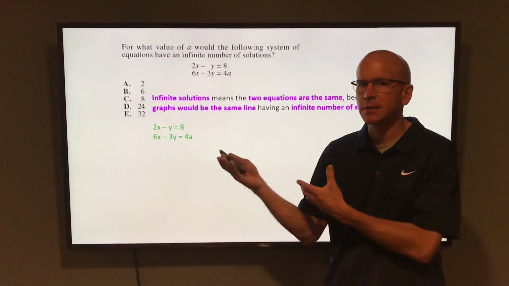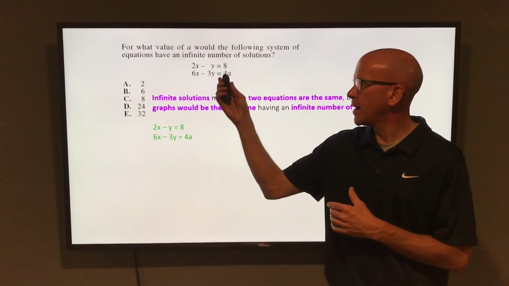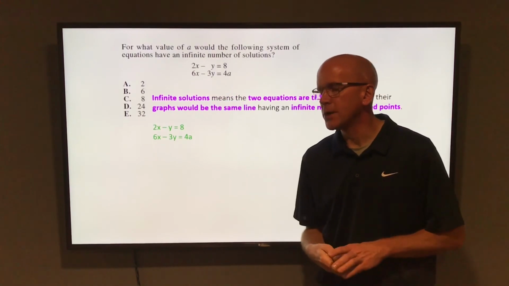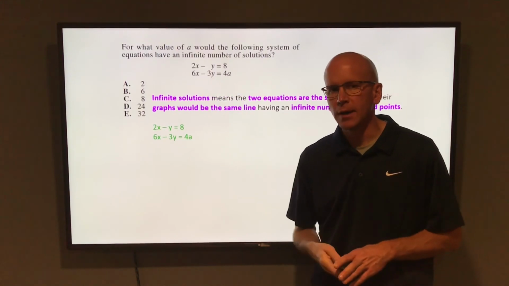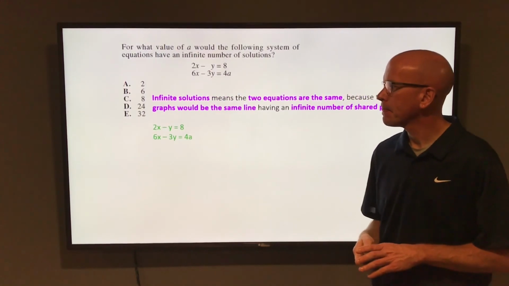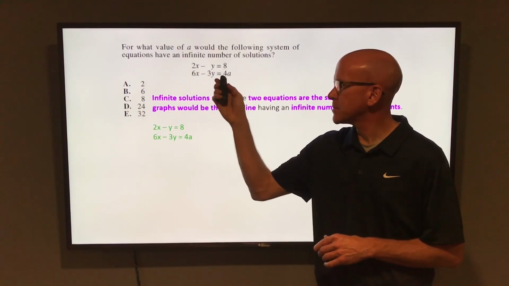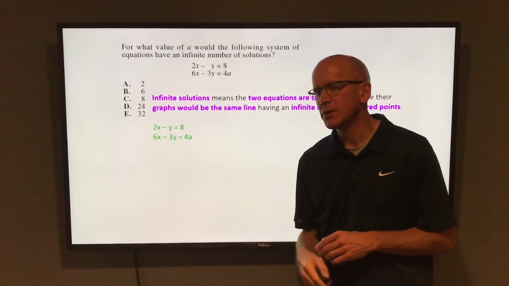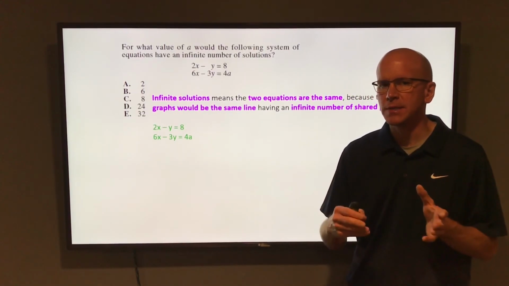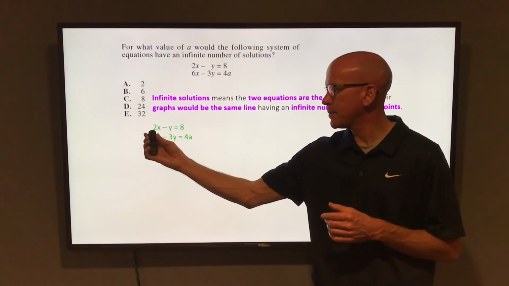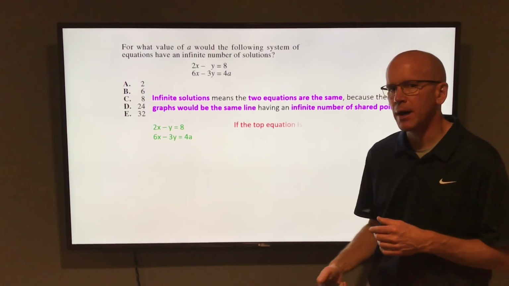A solution to a system is where the two graphs meet. So if you're looking for the value of A that makes those two equations have an infinite number of solutions, you're looking for the value of A that makes those two lines or those two equations the same. So 2x minus y equals 8, 6x minus 3y equals 4a. You could take that top equation. Remember, you can do anything to an equation you want to as long as you treat both sides equally. Well, if you'd multiply that top equation by 3, it's going to look very similar to that bottom equation.